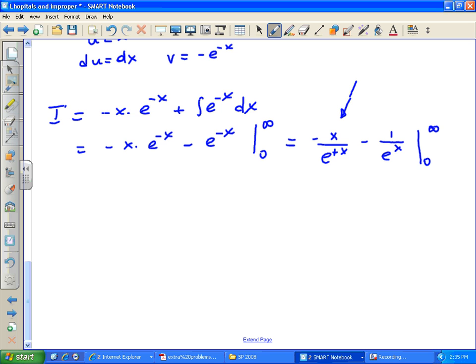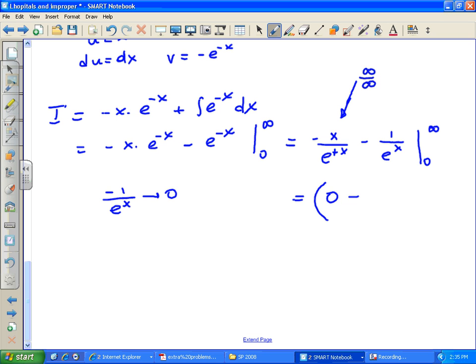Again, the first fraction here is of the form infinity over infinity, and therefore we can use L'Hopital's rule that we have just learned. If you differentiate the top, you get negative 1. If you differentiate the bottom, you get e to the x. Now try to find out what happens to this quantity as x goes towards infinity. And this quantity approaches 0, right? Therefore, the original quantity approaches 0 as x goes towards infinity.